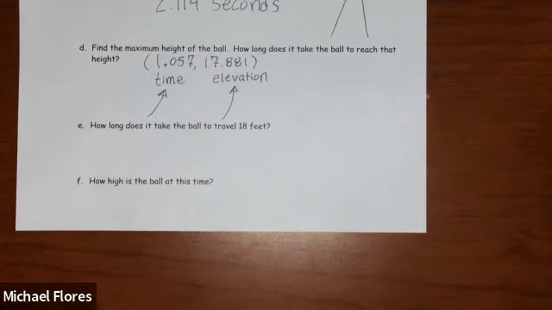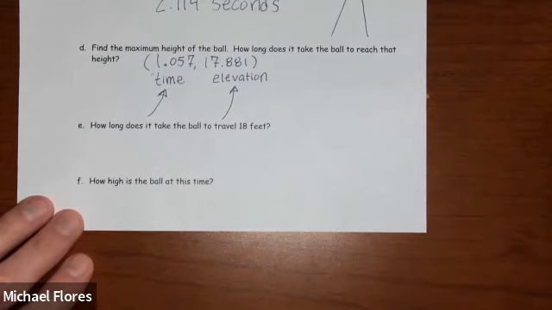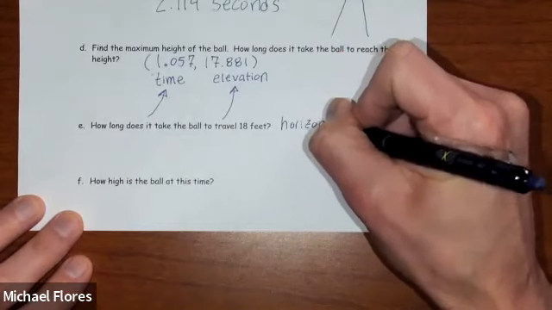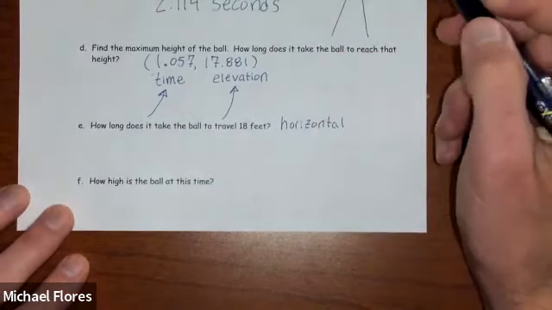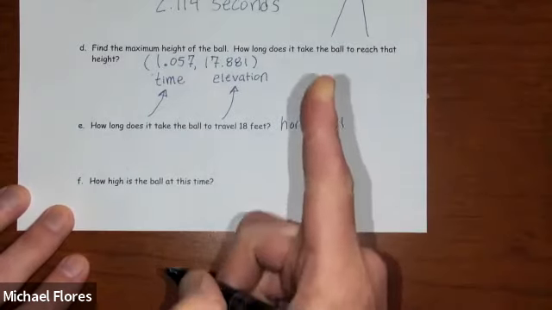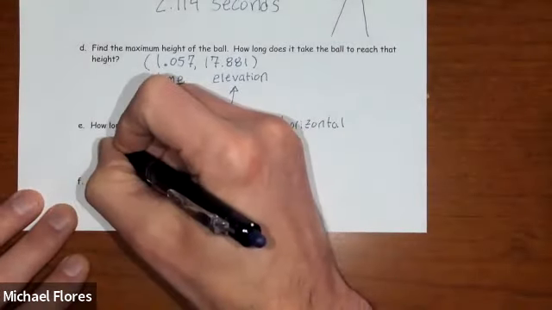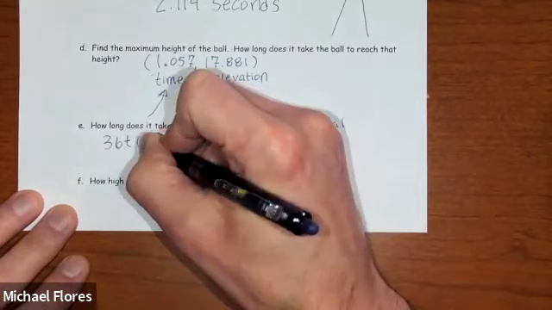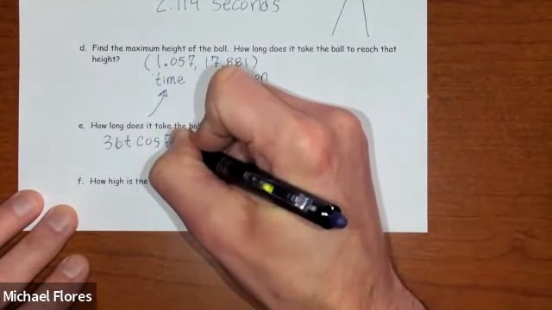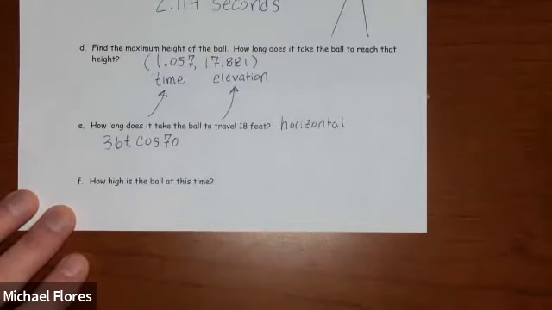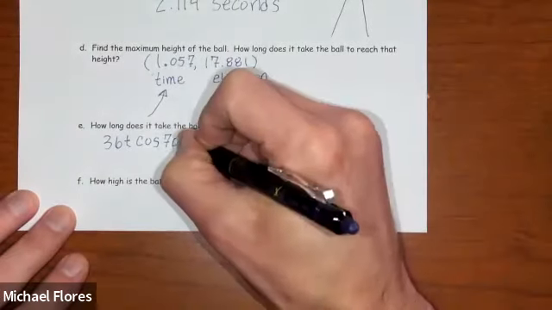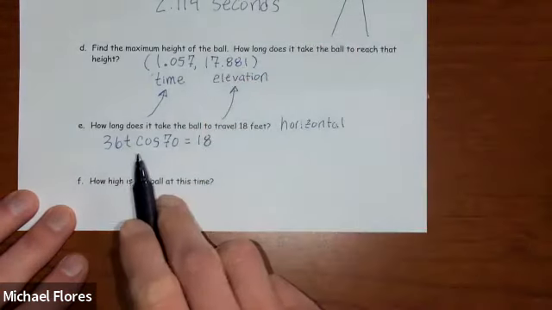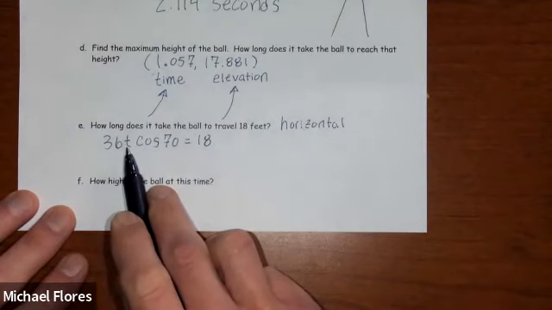Part E, how long does it take the ball to travel 18 feet? Now that's horizontal. So we want to use that horizontal equation that we wrote up just a little bit above on my paper, which currently isn't fitting on the screen here. That horizontal equation is 36t cosine 70. We want to know how long it is going to take to travel 18 feet. So we need to set this equation equal to 18 feet. So here's what the goal is. We want to isolate t. We want to get t all by itself.